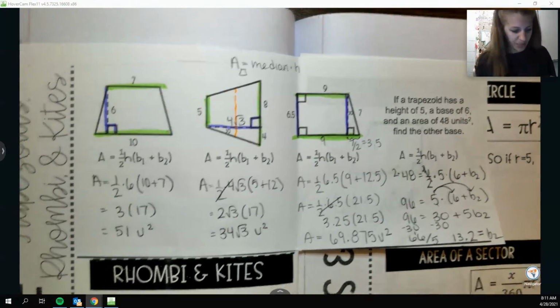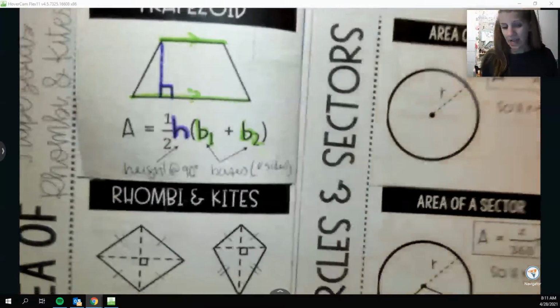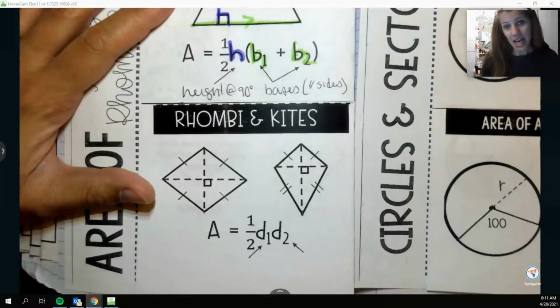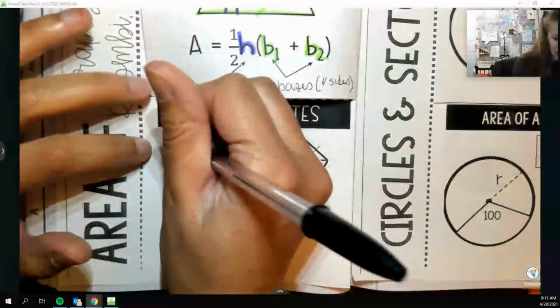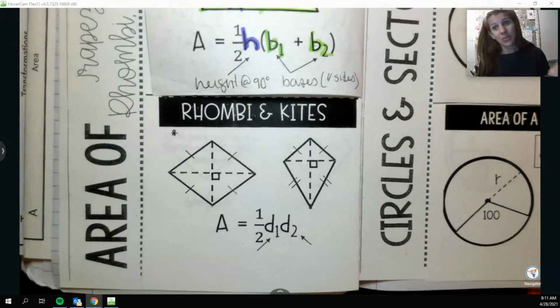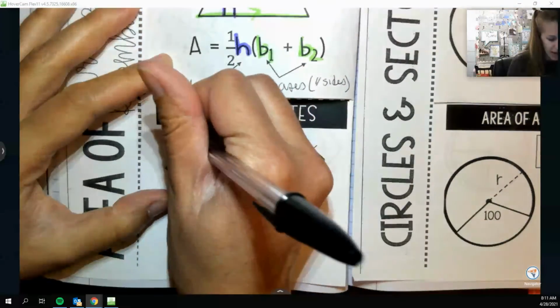Okay, so our other formula that we're going to talk about today is actually the same for rhombuses and kites. And also, I should make a note that because a square is a rhombus, you could also use this formula for a square.